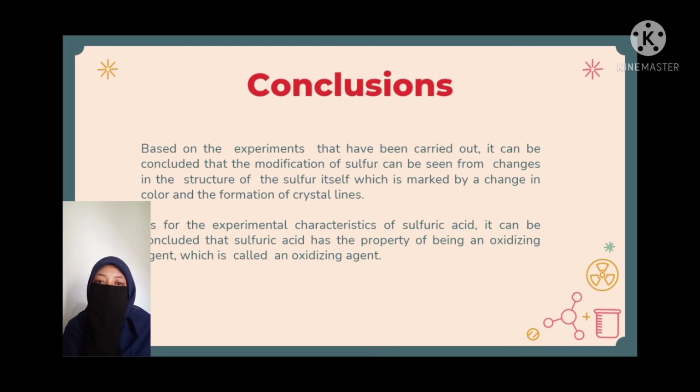Okay, next, conclusion. Based on the experiment that has been carried out, it can be concluded that the modification of sulfur can be seen from changes in the structure of the sulfur itself, marked by a change in color and the formation of crystals. As for the experiment on the characteristics of sulfuric acid, it can be concluded that sulfuric acid has the property of being an oxidizing agent.